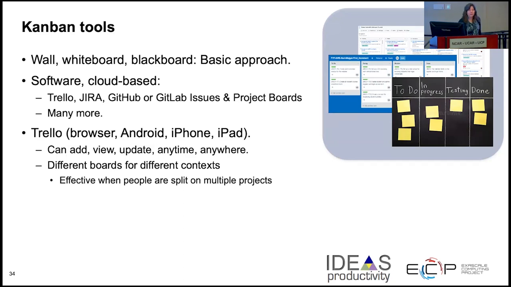But then there's Trello, which is really nice because a lot of people use it for maybe personal Kanbans because you can check it anywhere. You can check it on your computer. You can check it on your phone, so you can work anywhere. You might not want to use Trello if you don't want to be accessible at all times, but it's a good idea for some purposes.